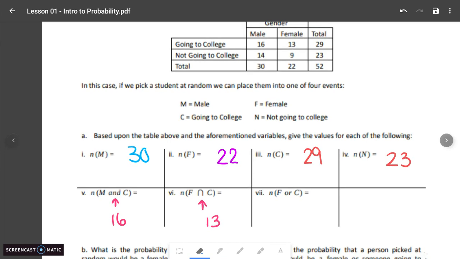Now for female or college, when we're doing that, we're looking at the total amount of females, which was 22, plus the total amount of college, which was 29. But we're talking about the number here, so we have to subtract the intersection of that. Okay, and so we would add that up, and we would get 38. So there's 38 students who are either female or going to college, and we just subtract out the intersection of both of them.